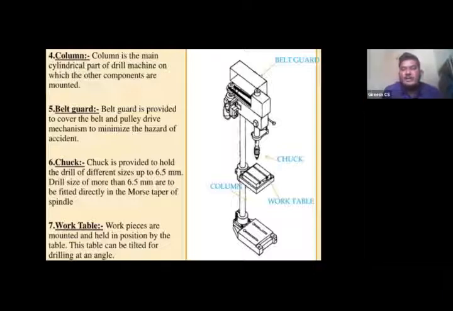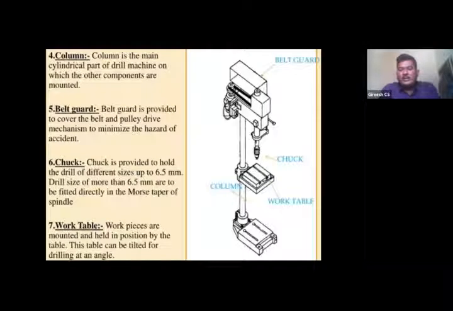Next, belt guard. The belt guard is provided to cover the belt and pulley drive mechanism to minimize hazard or accident, in order to safeguard. Also, you can tilt the work table in order to achieve inclined holes. Inclined holes also you can produce.